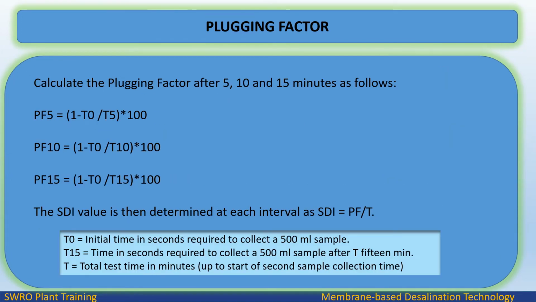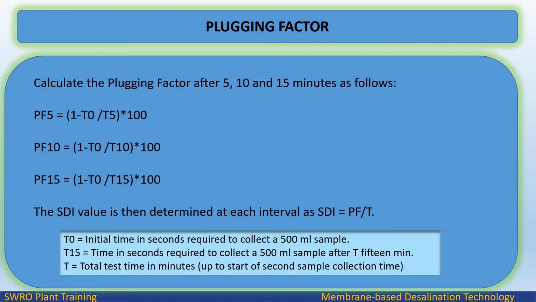Calculate the plugging factor after 5, 10 and 15 minutes as follows: PF5 = (1 - T0/T5) x 100, PF10 = (1 - T0/T10) x 100, PF15 = (1 - T0/T15) x 100. The SDI value is then determined at each interval as SDI = PF/T.